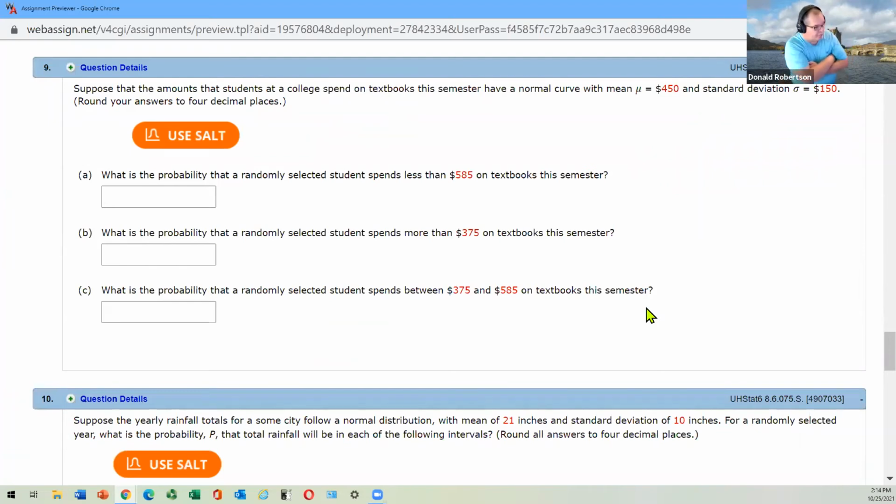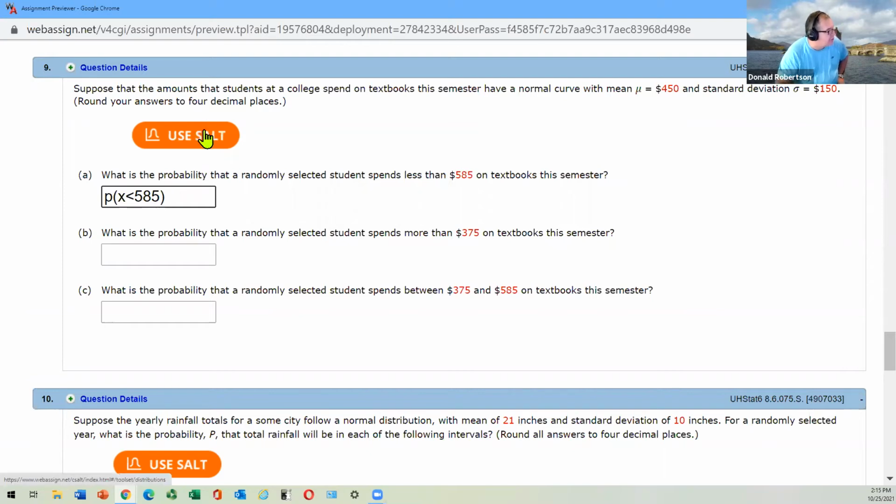Okay, these ones just have words attached to them, but it doesn't really change too much. Suppose that the amount a student at college spends on textbooks varies, and it's a normal curve, right? And the mean is $450. So on average, a student spends $450, and the standard deviation is 150. What's the probability that a student will spend less than 585? So it'd be the probability that X is less than 585. Great. 585 it is.